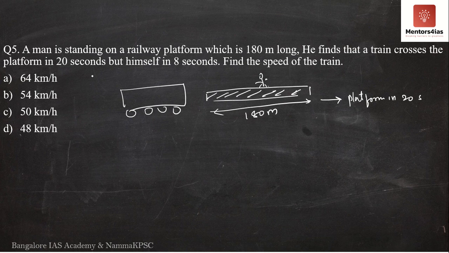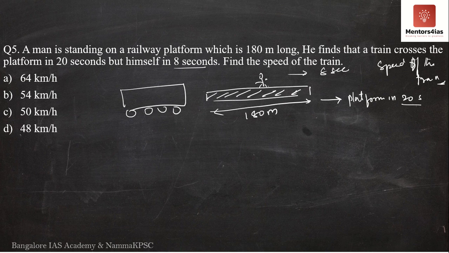But the question also says that the person finds the train to be crossing himself in 8 seconds. I hope you understood. Now the train is crossing the platform in 20 seconds, but crosses the man in how many seconds? 8 seconds. And we have to find the speed of the train. I hope this is clear. This is very simple. We have already solved similar problems like this, and you should be able to do this as well without much problem.